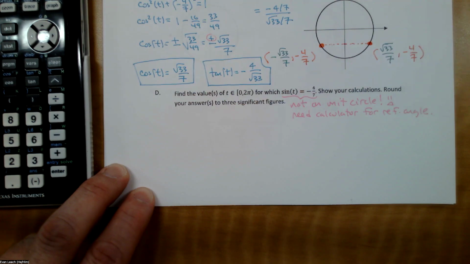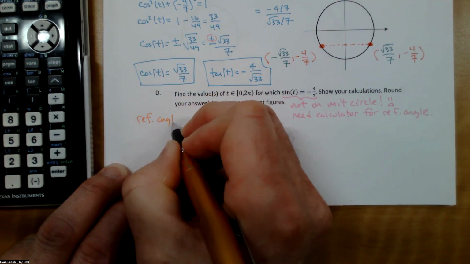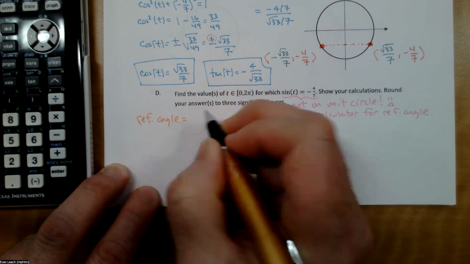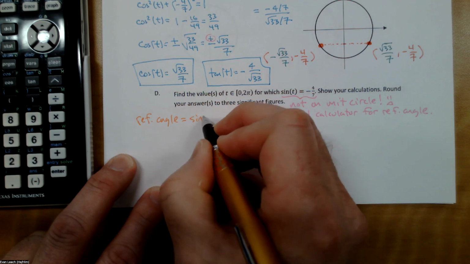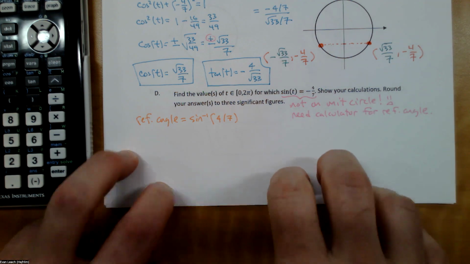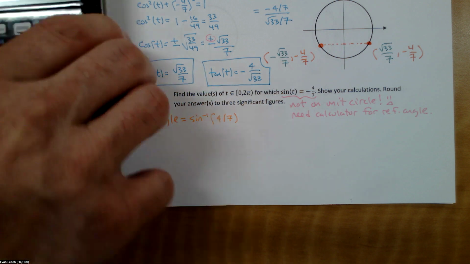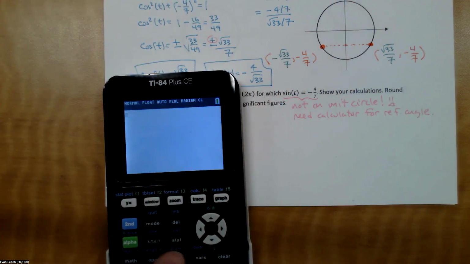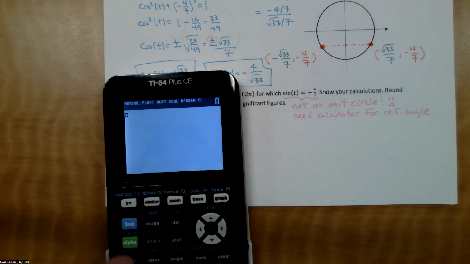So our reference angle is going to be the sine inverse of 4/7. We don't worry about the negative. The negative is quadrant information, not reference angle information. So I'm just going to first make sure that I am in radian mode. And then I'm just going to calculate the sine inverse of 4/7.